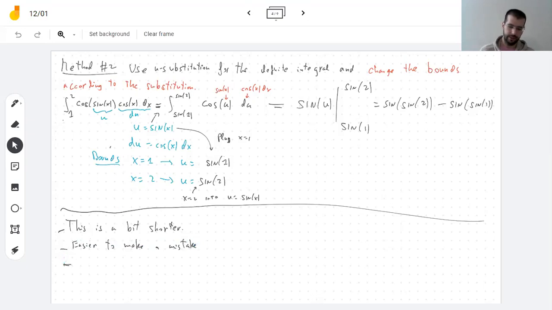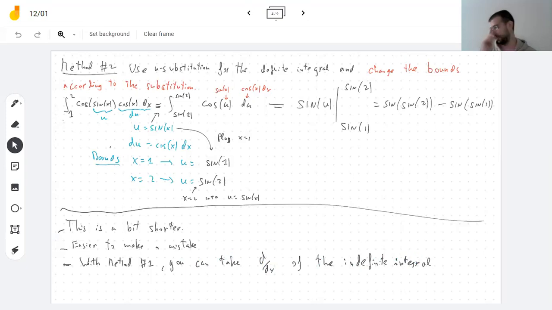And with method one, you can take a derivative of the indefinite integral to check that you did it right. So whenever I do an integral, I'm never that confident that I didn't make an algebra mistake along the way, especially with a sine or something like that. So I like to take the derivative at the end. And if you do this, there's nothing to take the derivative of.